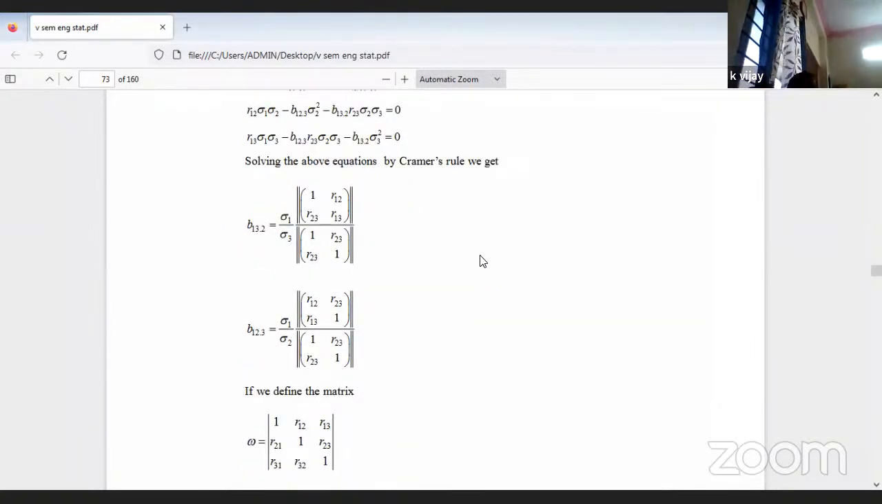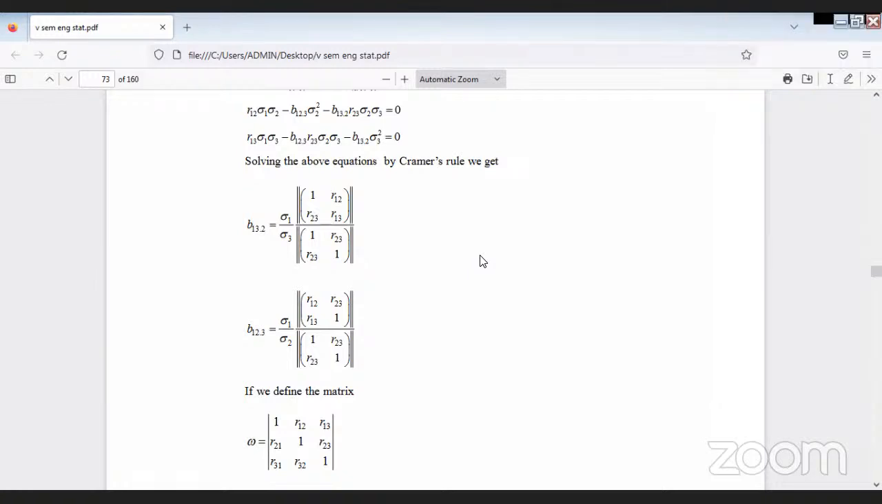So b13.2 is sigma 1 by sigma 3 times the ratio of determinants with 1, r12, r13. Why is it written like this? It is a matrix form. Tell me, what is the matrix form? It is AD minus BC, or not? We can write it in the form of AD minus BC. Am I right or not?